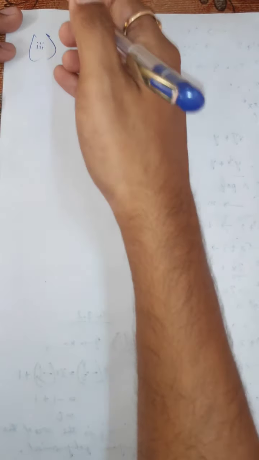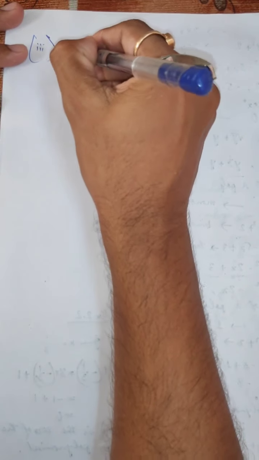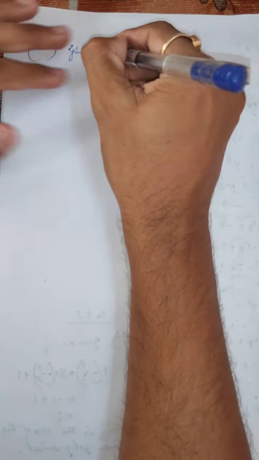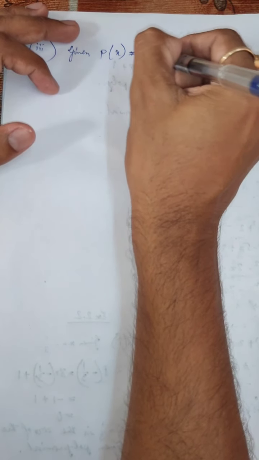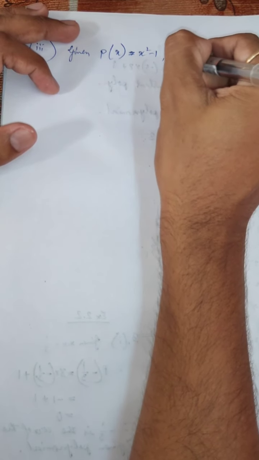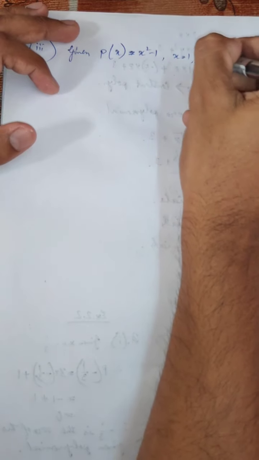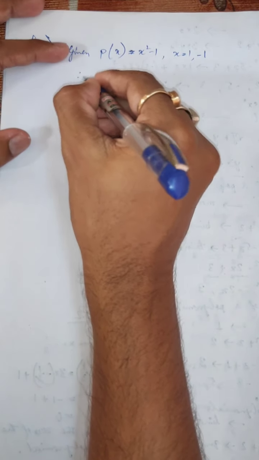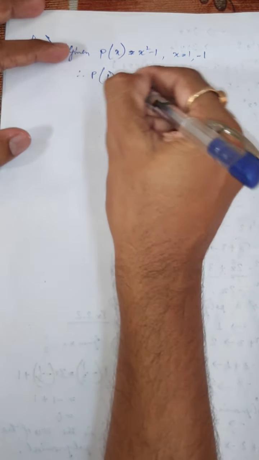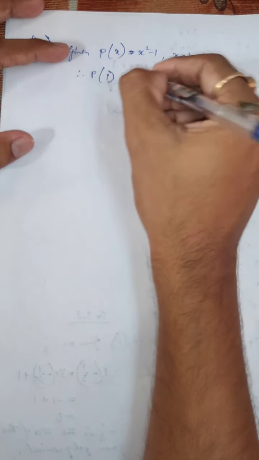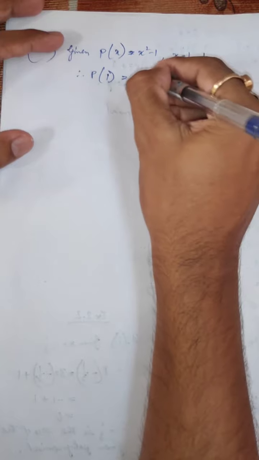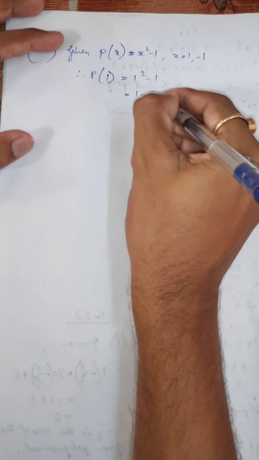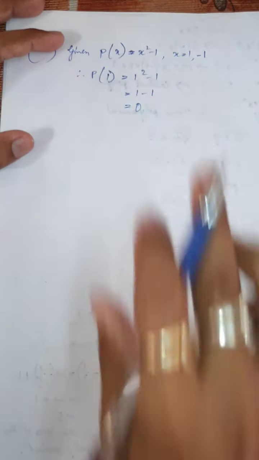Number 3, I am showing. You are given p of x equal to x square minus 1, for x equal to 1 comma minus 1. So first we shall consider p of 1. Let's see what is the value of p of 1. We have to put 1 in place of x. So it is 1 square minus 1, so ultimately 1 minus 1 equals 0. So p of 1 we have got 0.